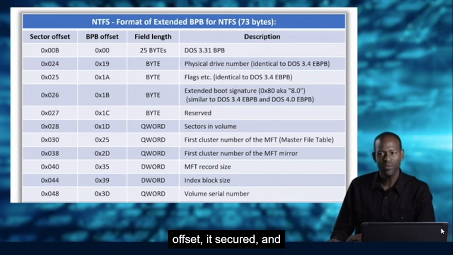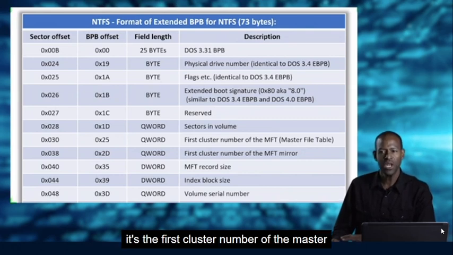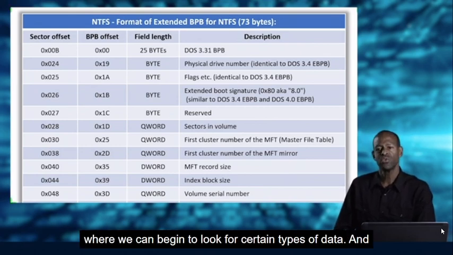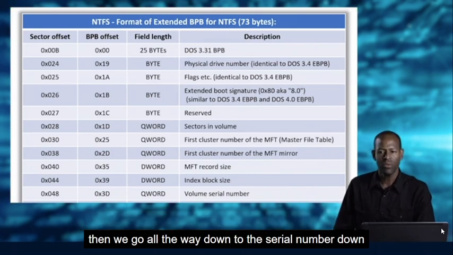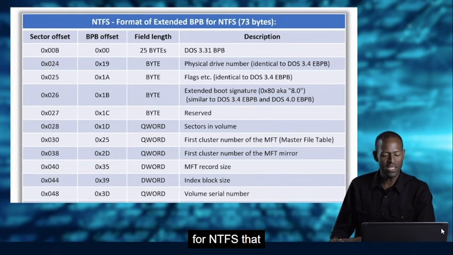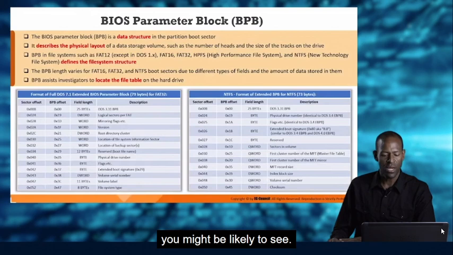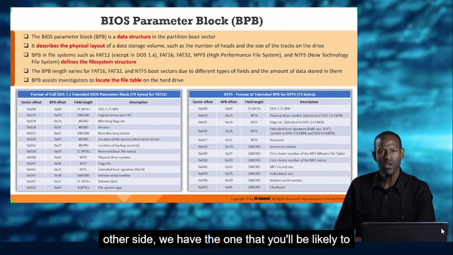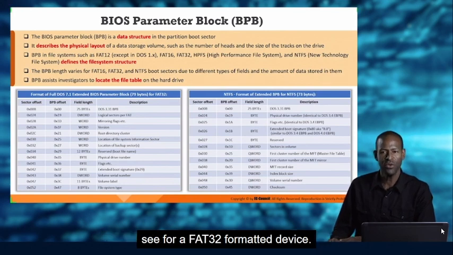It's a keyword, and it's the first cluster number of the master file table. This is actually important because this is where we can begin to look for certain types of data. And then we go all the way down to the serial number down at the bottom. So this is just the BPB for NTFS that you might be likely to see for an NTFS formatted disk. And on the other side, we have the one that you'll be likely to see for a FAT32 formatted device.